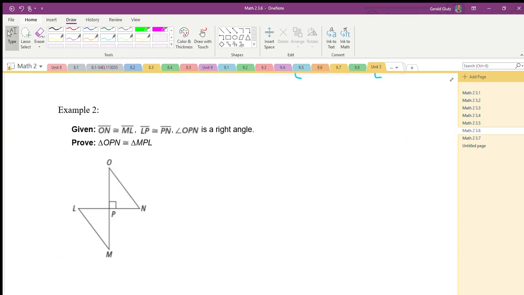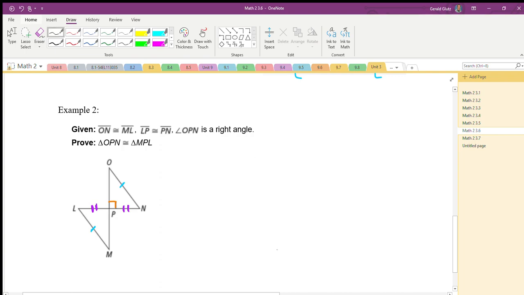In example 2, we are given a few things here. So ON is congruent to ML. LP is congruent to PN. And then finally, OPN is a right angle. Now we need to prove that triangle OPN is congruent to triangle MPL. Let me set up my little table here, so my statements and my reasons.